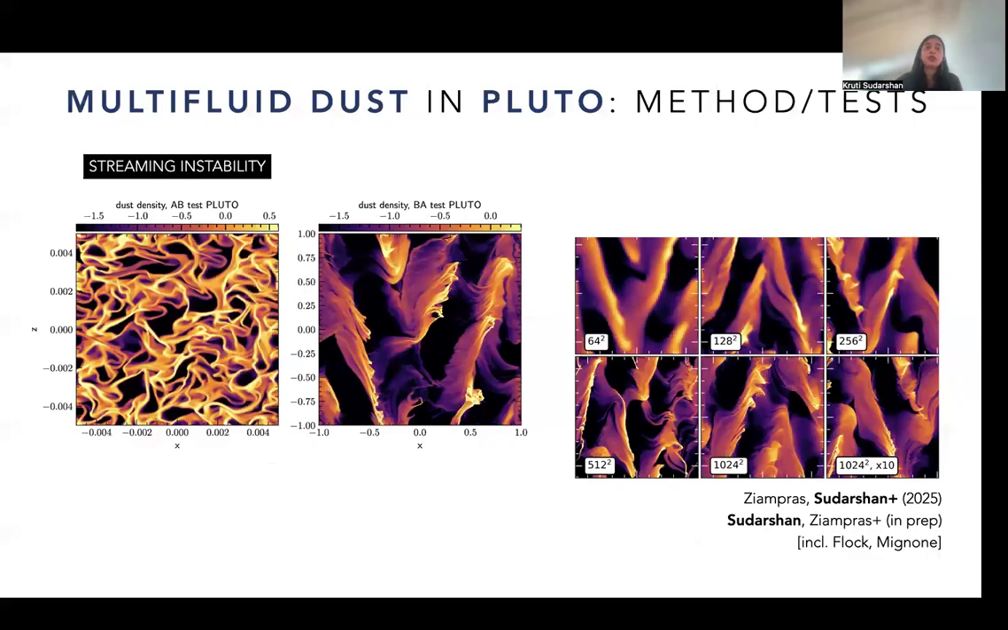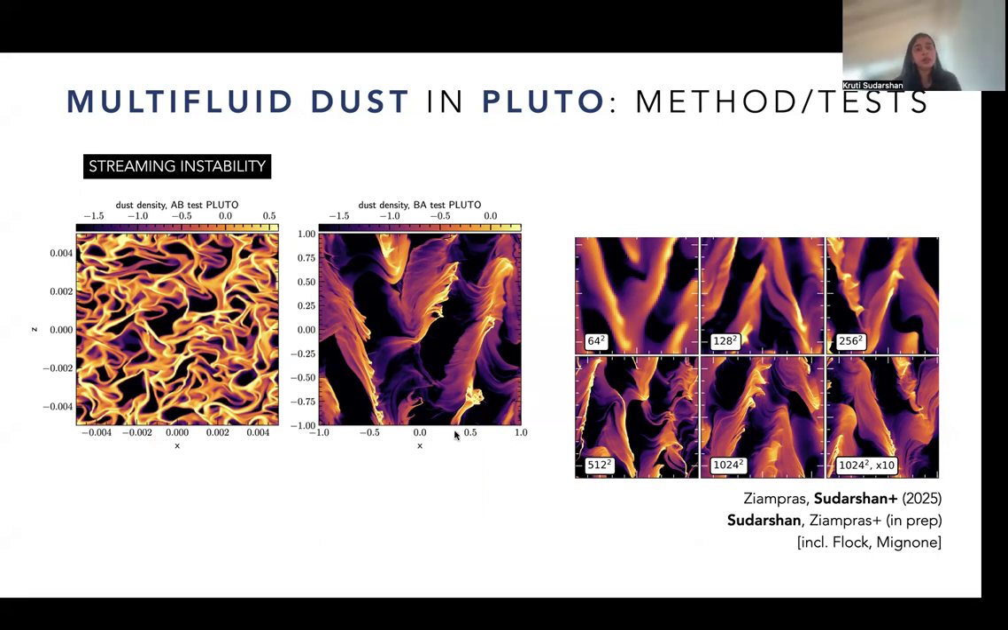And that brings me to the multi-fluid dust module that we have in PLUTO. So we have a pressureless dust fluid module that we're going to be using to test this particular problem in the near future. So we've been working on this module for some time now, and I'm happy to say that this module will be publicly available in a few months as soon as we are done with the paper.